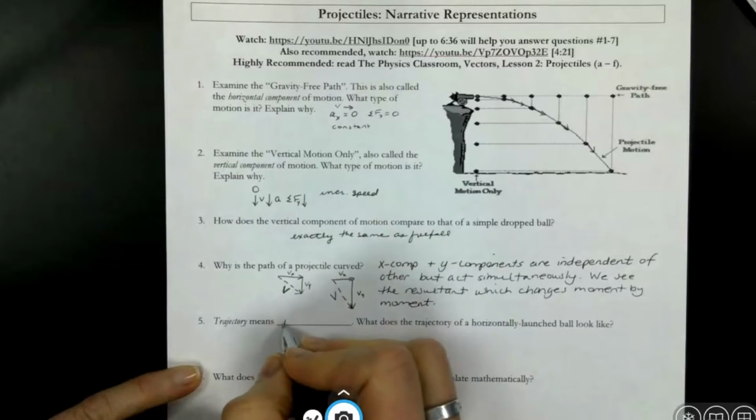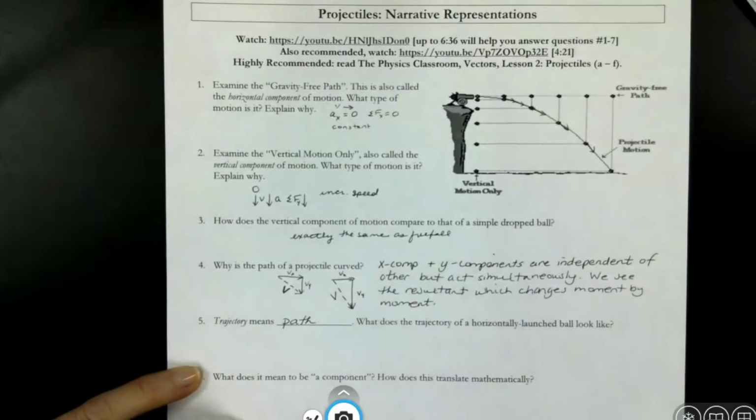Okay, trajectory means path. What does the trajectory of a horizontally launched ball look like? Well, it looks just like that. What does it mean to be a component? This is just what we call a part of something, one piece.